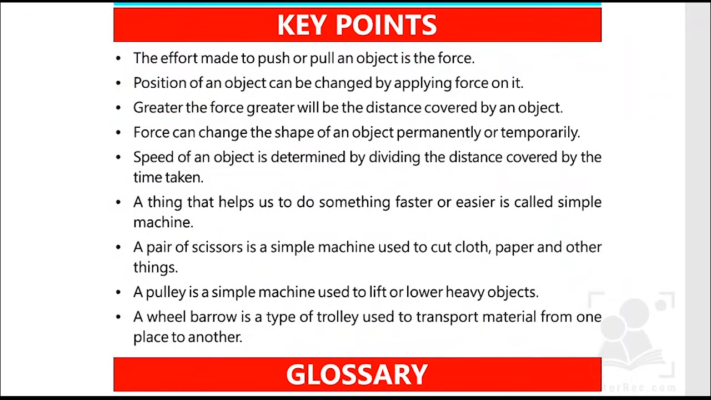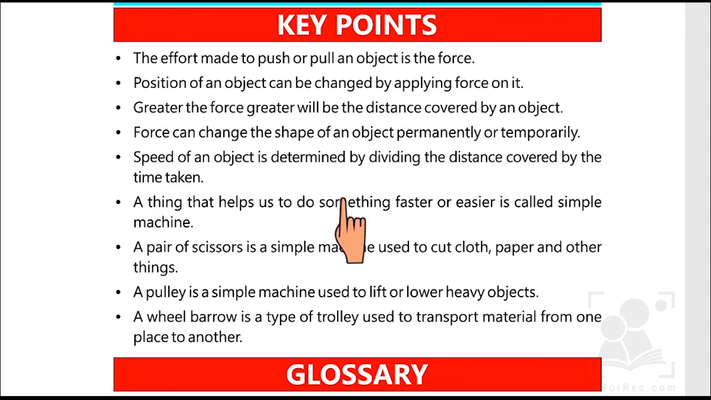So let's look at the key points. The effort made to push or pull an object is the force. Position of an object can be changed by applying force on it. Greater the force, greater will be the distance covered by an object. Force can change the shape of an object permanently or temporarily. Speed of an object is determined by dividing the distance covered by the time taken.